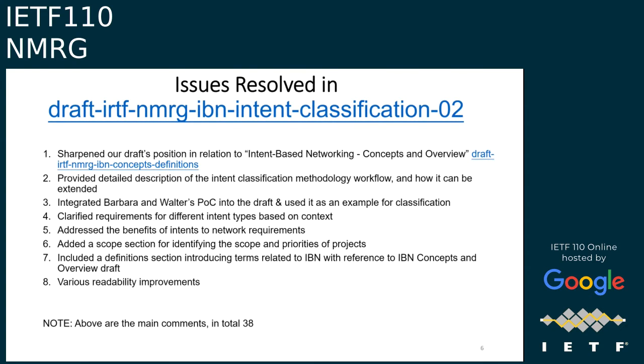We added that. We addressed the benefits of intents to different network requirements. We added the scope section, so we moved some text there and identified the scope and priorities for the project, and included a definition section, introducing different terms related to IBN, IDN with reference to IBN concepts and overview. And then there were various readability improvements. But we did receive some further comments that we will address in the next few days. Next.